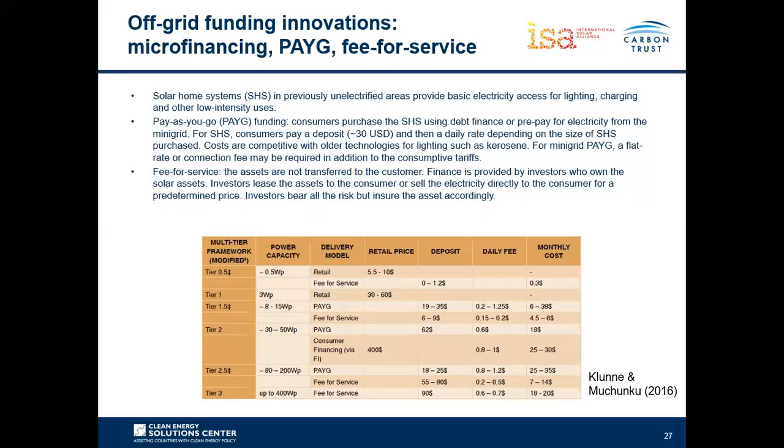The fee-for-service model is different in that the developer doesn't sell the equipment to the customer. Instead, the customer pays a deposit to the developer, and the developer then sells electricity to the consumer as a service. So the consumer never owns the actual equipment in the end. Instead, they just buy the electricity.